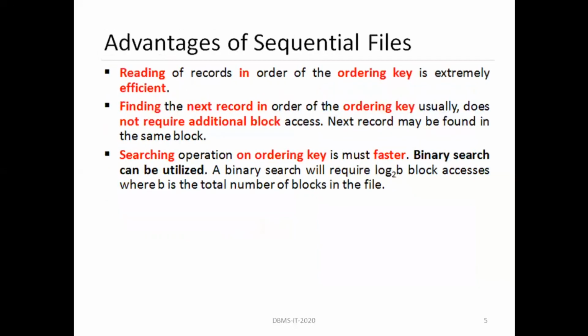So what is the advantage of a sequential file? Reading of records in the order of the ordering key is extremely efficient. Finding the next record in the order of the ordering key usually does not require an additional block access. The searching method you can perform is the binary search method, and it is much faster than linear search. So these are the advantages.